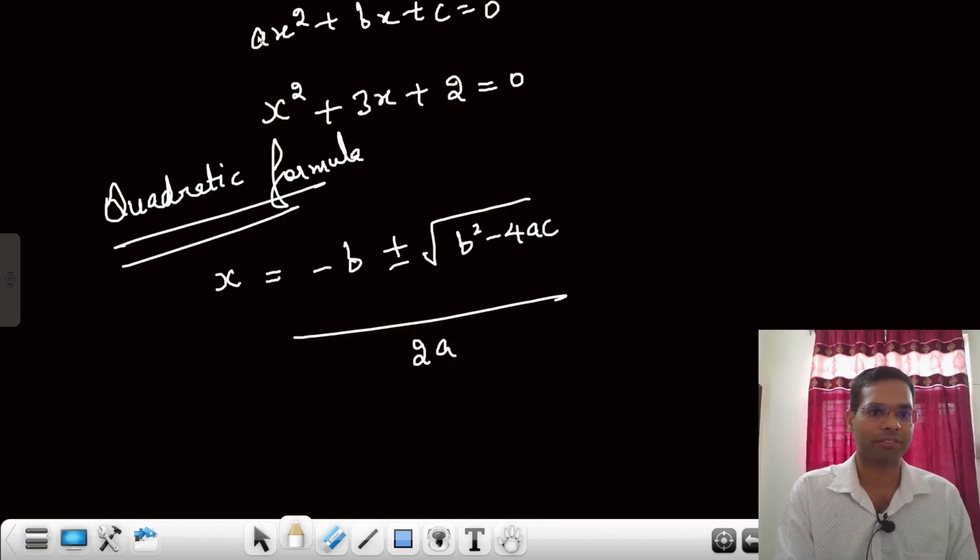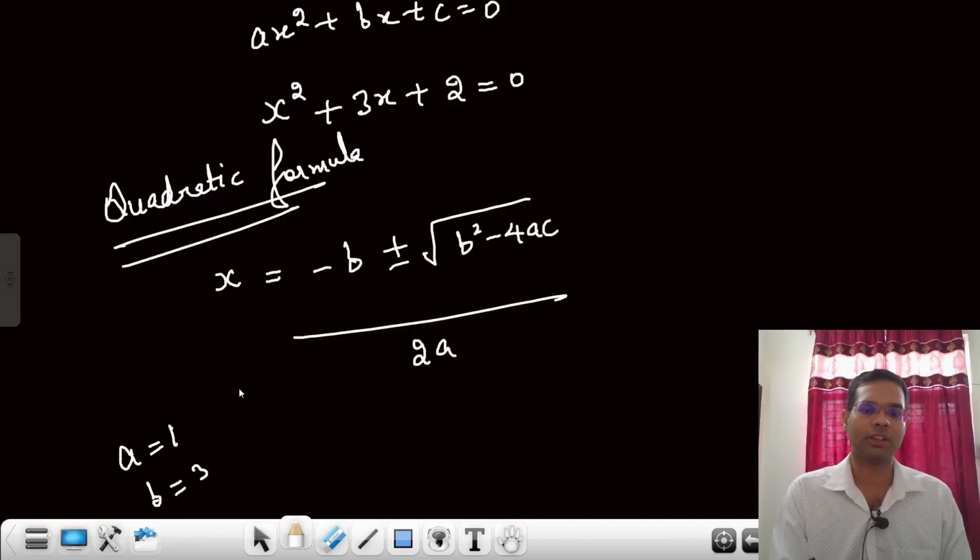So if you compare, what is a? The coefficient of x square. In this given equation, the coefficient of x square is 1, so a is 1. What is b? The coefficient of x, which is 3 here, so b is 3. What is the constant? Just make sure it is in the same standard form, with 0 on the right hand side. So c is here 2. Just put the values, and we'll get the answer.